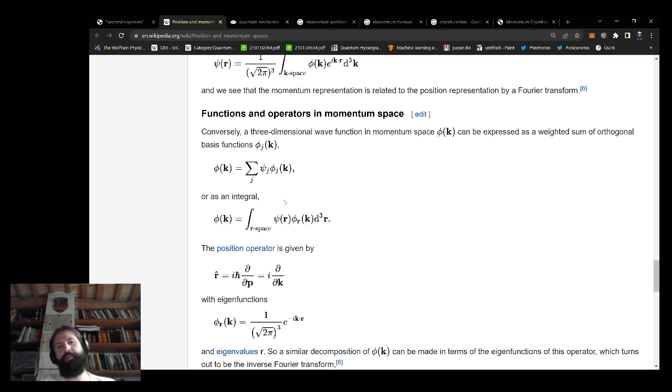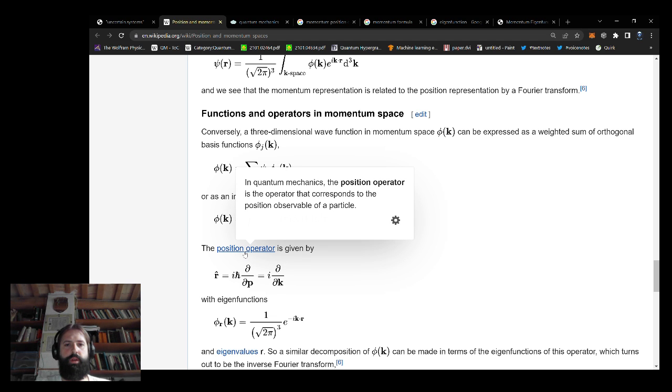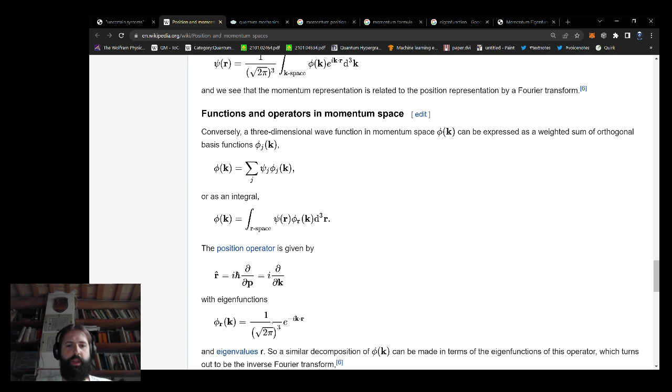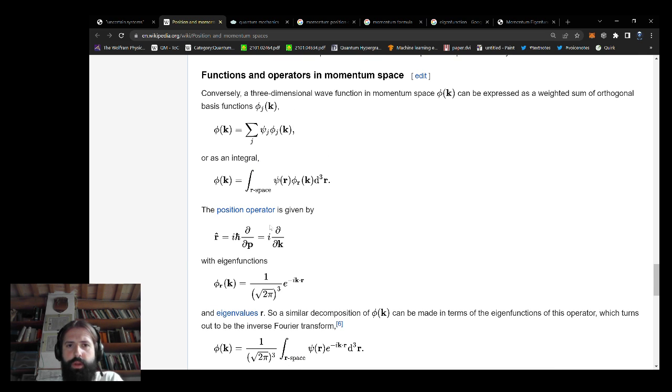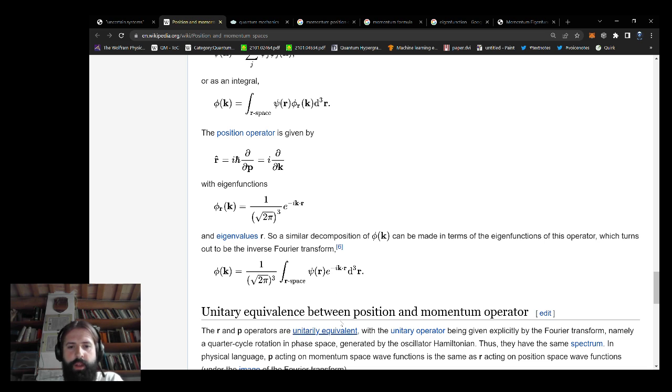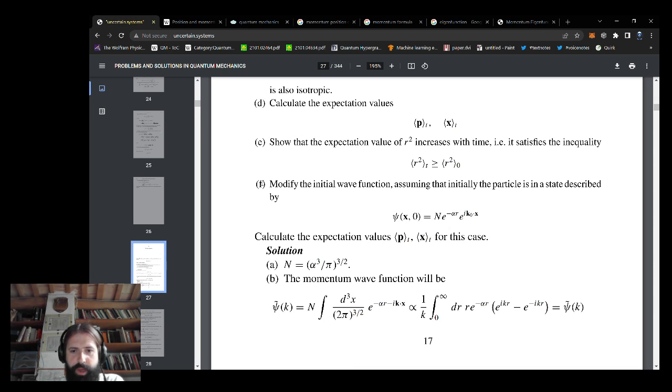So you're saying, you take the position operator and find the eigenfunctions of it, and then express, so these are the eigenfunctions, and what you're saying is that there just turns out to be the inverse Fourier transform. E to the minus i k r, and that's where this comes from, because this is basically e times, like, this is our function, times this thing here, so this is where this is coming from.